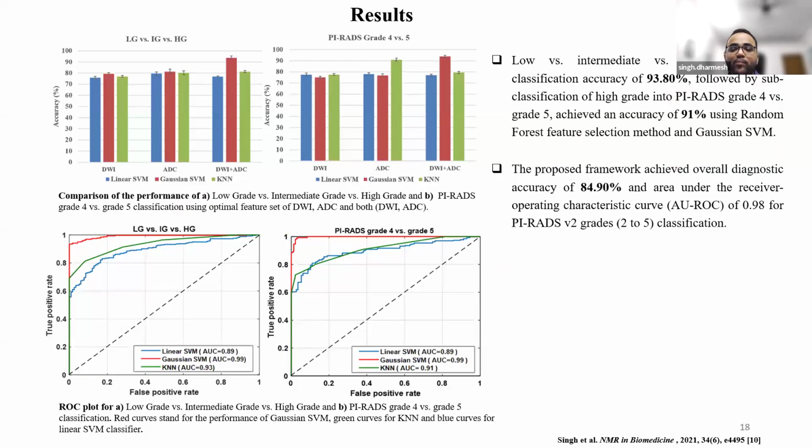Overall, when we extended the analysis to cover the whole spectrum of PI-RADS, like PI-RADS 2, 3, 4, and 5, a four-class classification, the proposed framework delivered a diagnostic accuracy of around 84.9 and AUROC of around 0.98. This indicates excellent discriminatory ability of our model and summarizes that our approach is not only accurate in the broad grading, but also very reliable in the finer, clinically challenging sub-classification.